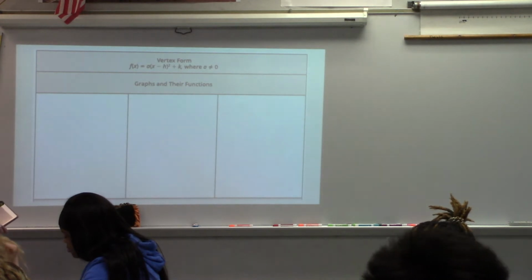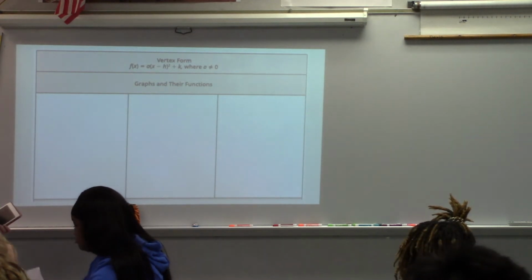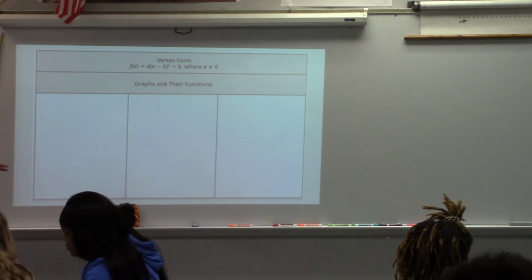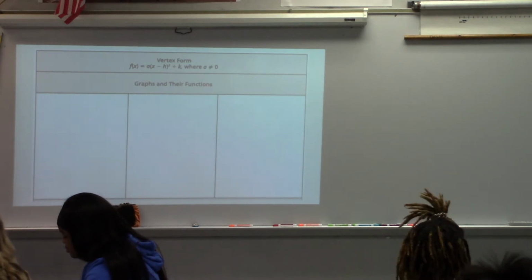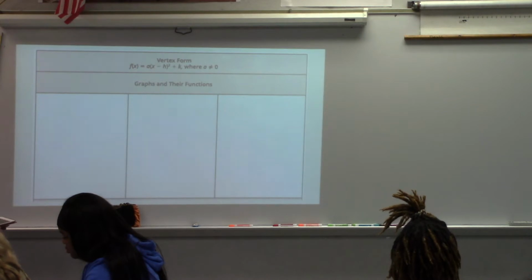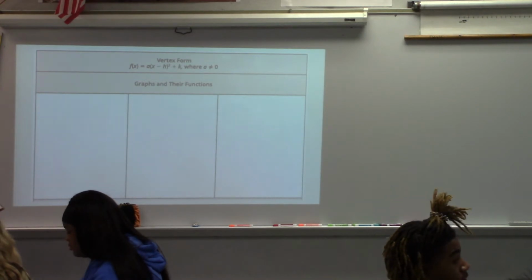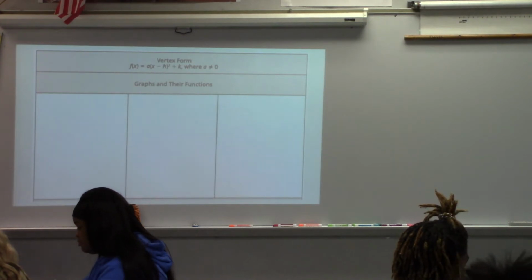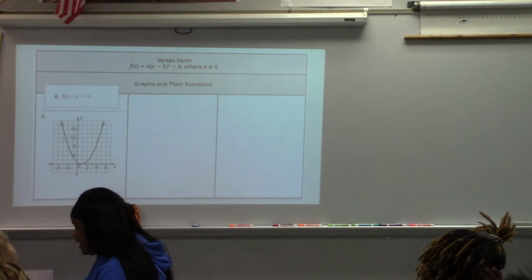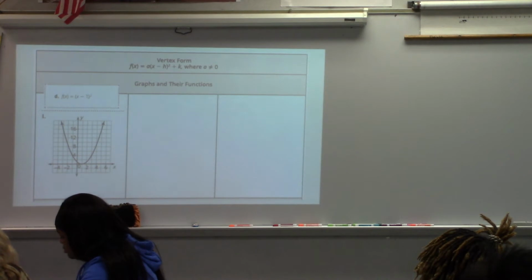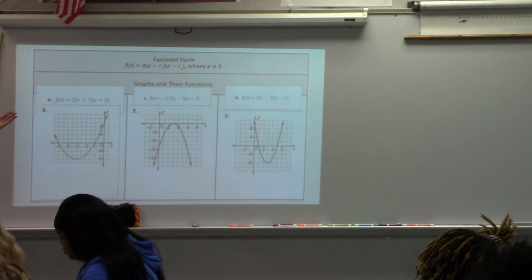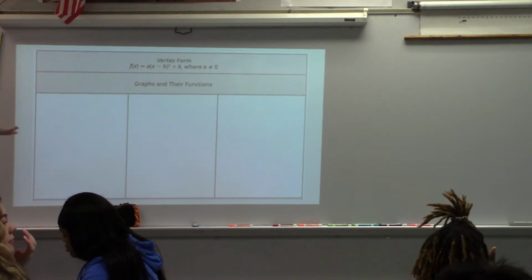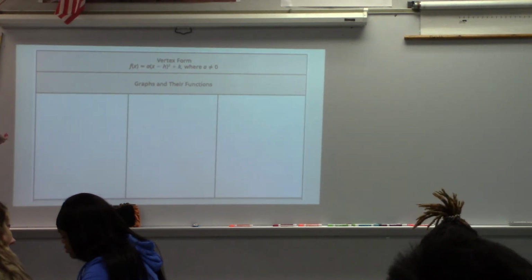Okay, what else does vertex form tell us? Concavity and also the axis of symmetry. What is the axis of symmetry? x equals H. Right, same thing here, kind of like how our zeros are the opposite, our H is the opposite.